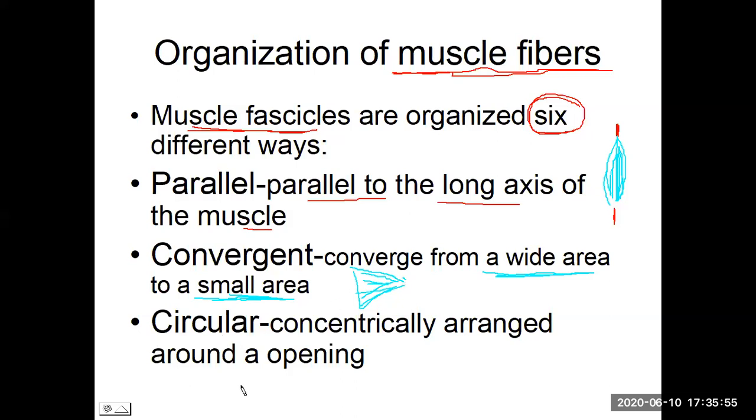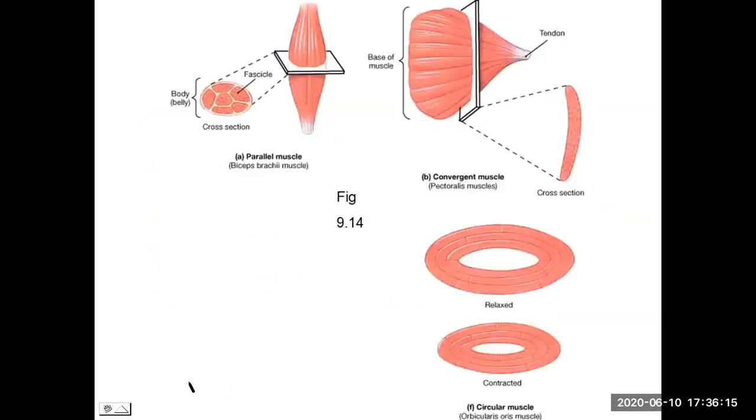And circular, just like the name describes. There's now a circular ring of skeletal muscle around some orifice, around some opening. So your lips, your mouth are a great example with that circular orientation. And let's go right to the textbook figure here. So what I was trying to draw for a parallel muscle shape, a convergent shape again starts with a broader base, tapering down to a smaller area.